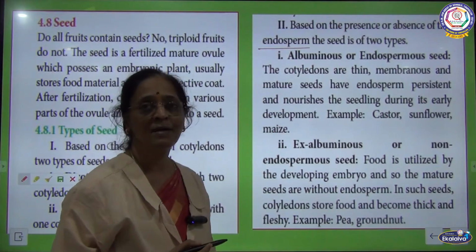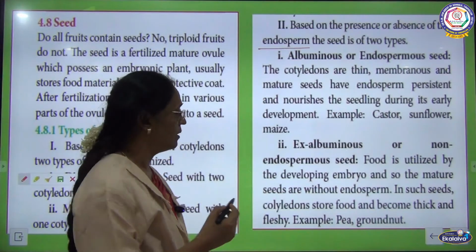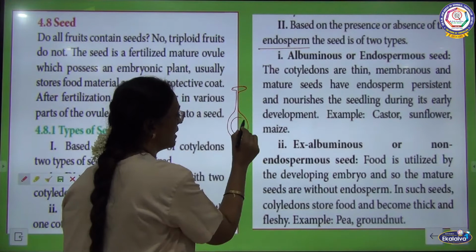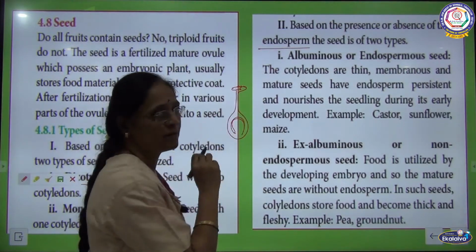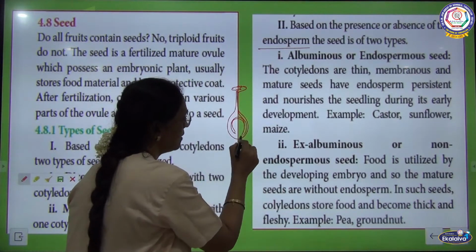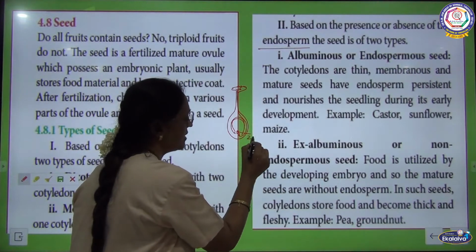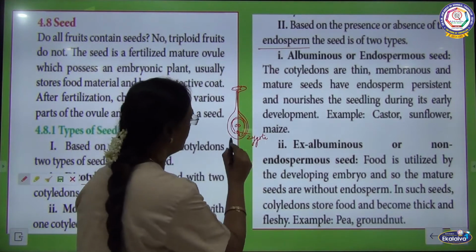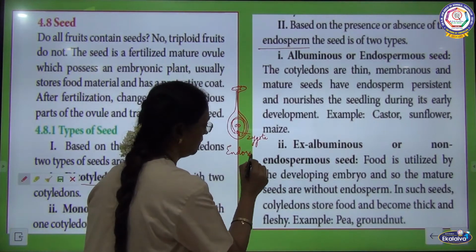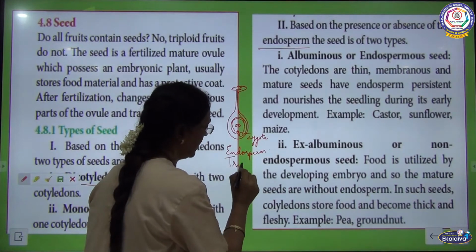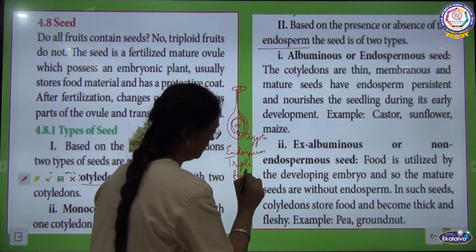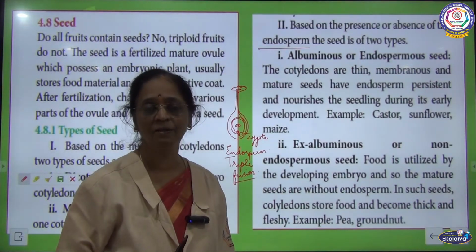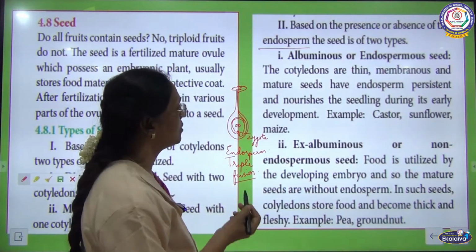Endosperm is a component which is formed after the fertilization. We'll recall very quickly: this is the stigma, style and the ovary, and inside this the ovule. The pollen which has fallen on the stigma forms a tube, and the male gamete fuses with the egg, resulting in the formation of a zygote, and the other male gamete will fuse with the polar nuclei, resulting in the formation of an endosperm. And this is what you call triple fusion. So whether the endosperm is persistent or completely utilized, based on that we have two different types.